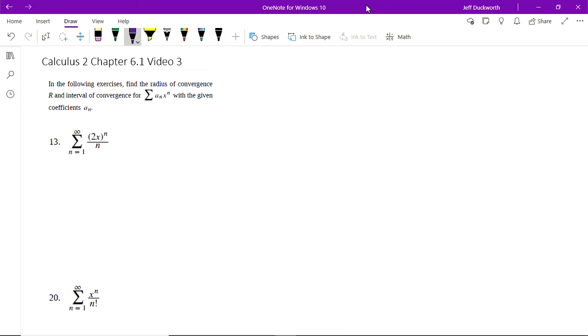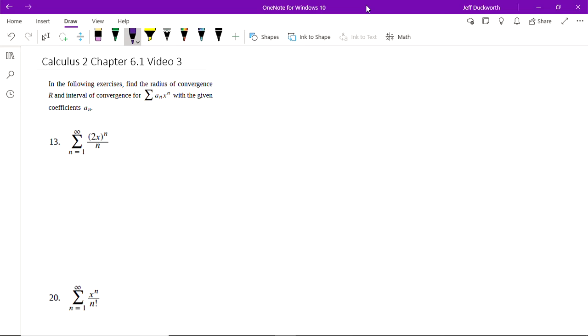All right, the next group of problems in 6.1 has a little bit different instructions. The instructions here say: in the following exercises, find the radius of convergence R and the interval of convergence for the sum of a_n x^n with the given coefficients a_n. Okay, so here we go. Let's do number 13.